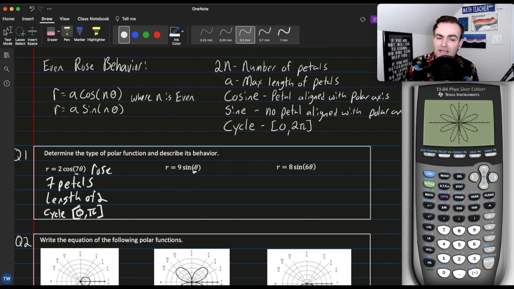What about this one here? We don't have anything in with the theta, so this is a circle. It is a vertical circle. It has a diameter of 9. It is vertical. And its cycle is also 0 to pi.